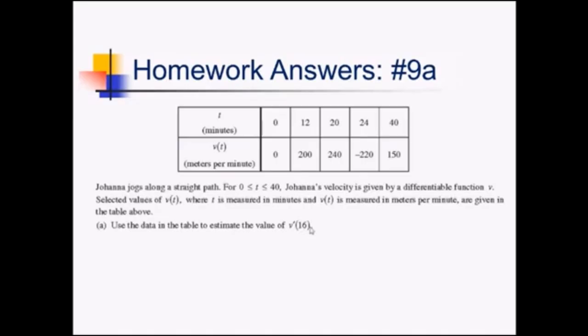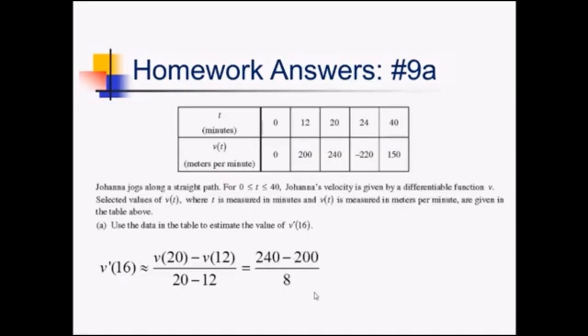Well, we're just going to pick the tightest interval possible. 16 is between 12 and 20 for the times. So I'm going to find the AROC, the average rate of change between 12 and 20. To do that, we've got 240 minus 200 over 20 minus 12. So let's see, that's going to be 40 over 8, which comes out to 5. And that's going to be 5 meters per minute squared.